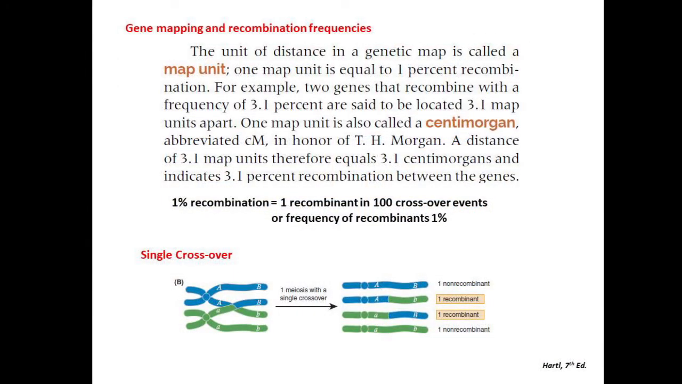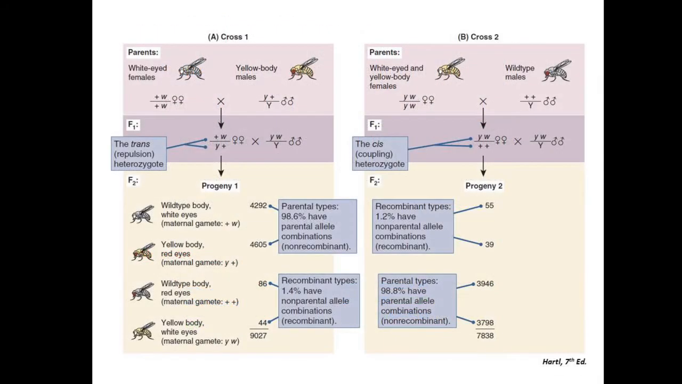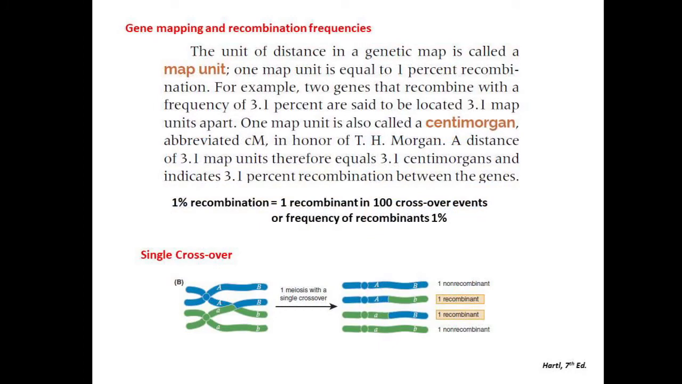So gene mapping and recombination frequencies are very important. When we say these are the frequencies of recombination, this 1.4 in this example, cross 1 and cross 2, the example is 1.2%. So these are the frequencies of recombination because these are the frequencies of recombinant organisms. So what does it say? It says the unit of distance in a genetic map is called map unit. One map unit is equal to 1% recombination. 1% recombination equals 1 map unit.